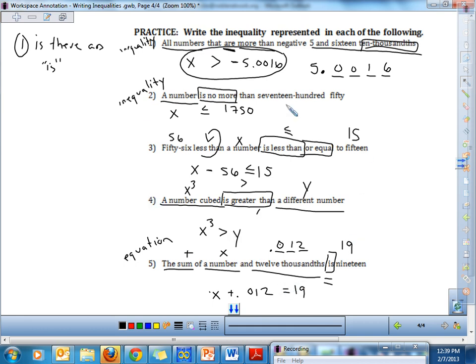Okay. Make sure that you have these notes down. We are going to do some practice in class to go over these. And please make sure you watch the next video, which tells you a little bit more about inequalities.